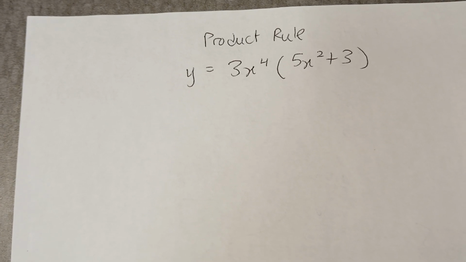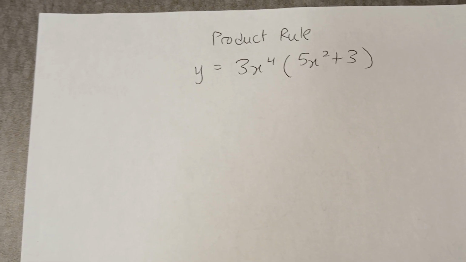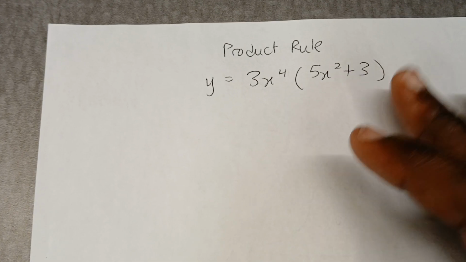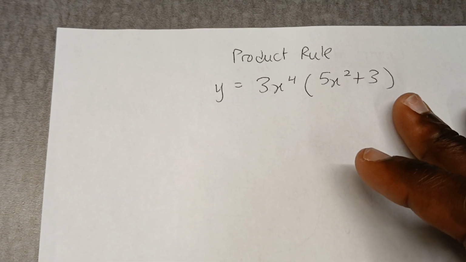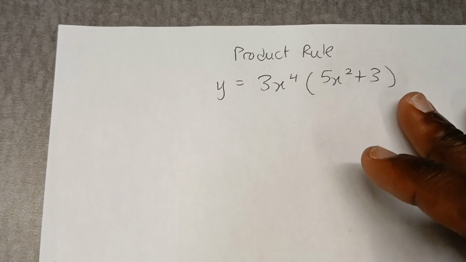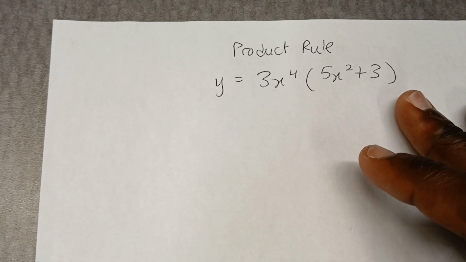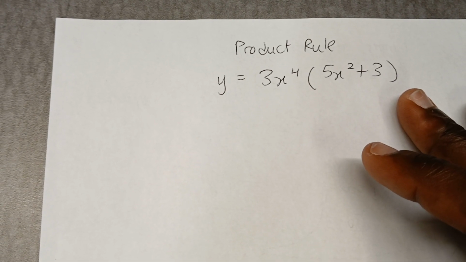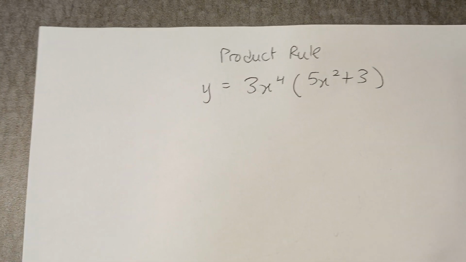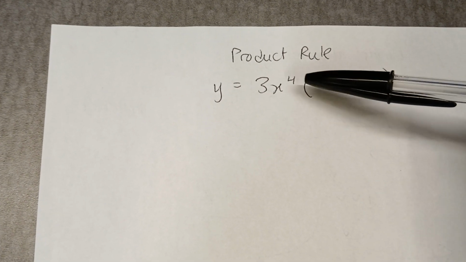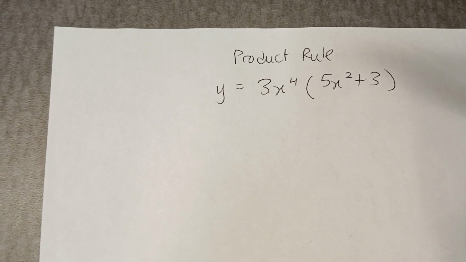Product rule is one way of finding the derivative of a function. So you've been given the function y = 3x^4 (5x^2 + 3). This function is the product of two expressions multiplied together, two polynomials multiplied together. So how do we do this? How do we find the derivative? Well, we can use something called the product rule because this function is a product of two expressions.